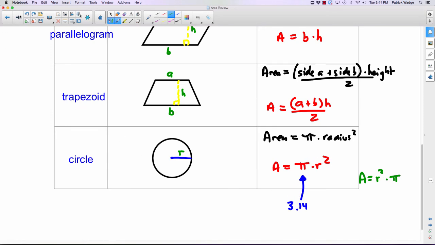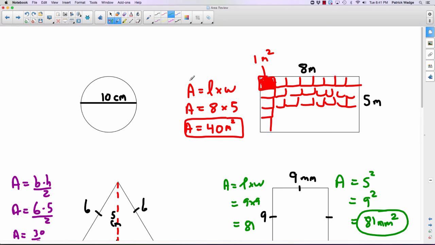Okay, last example, thank goodness. Here it is right up here. So remember, our formula is area equals pi times radius squared. So area equals pi times 10 squared? No. This is not a radius. This is the whole way across the circle. That's called the diameter when it's the whole way across the circle.